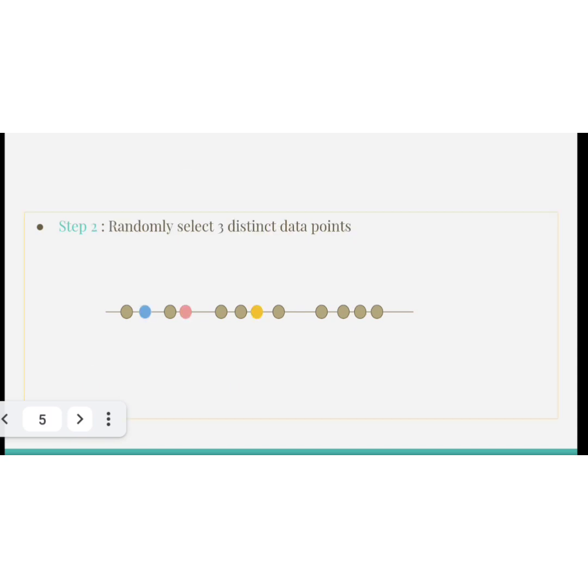In the second step, we have to select k number of distinct data points. We have to randomly select k number of distinct data points. Here we have taken k as 3. So I have chosen three distinct data points: this blue one, this red one, and this yellow one. Now these selected points can be called initial points or centroids.